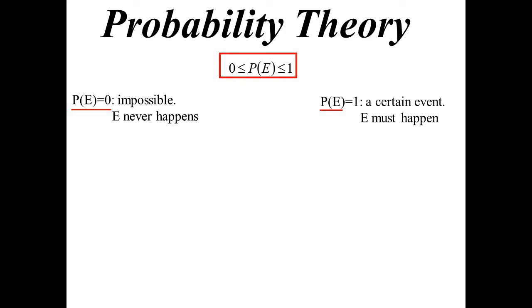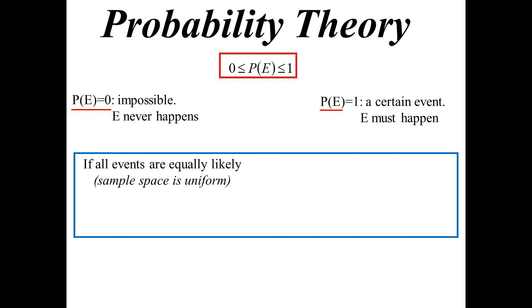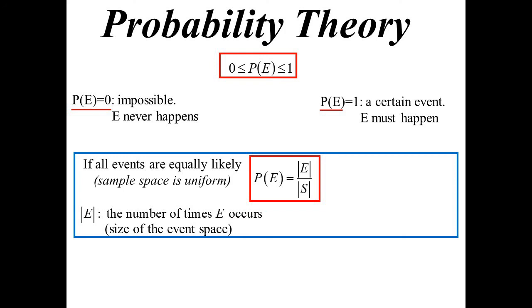E must happen. And so then, if our events are equally likely, of course, then the sample space would be uniform. So it'd be a nice even scale, if you like. And there's a formula, not that we usually use a formula, but there's a theoretical formula for how you work out probability. The probability of E is equal to what at the moment looks like absolute value of E over absolute value of S. What does it mean? Well, absolute value of E represents in probability the number of times E would occur, or the size of the event space. And absolute value of S, that's the total number of possibilities, or the size of the sample space.